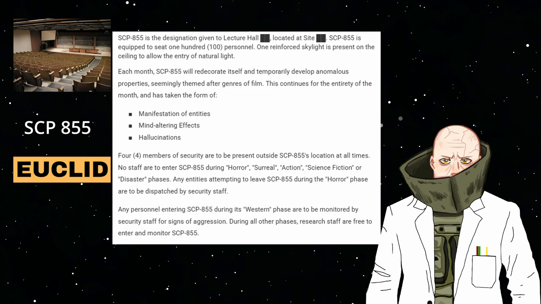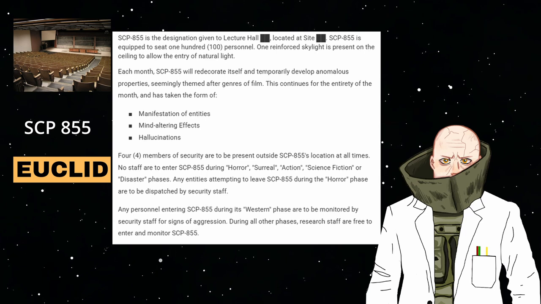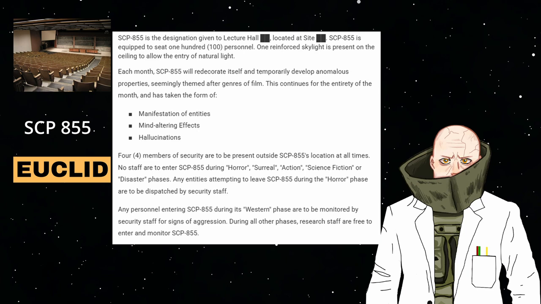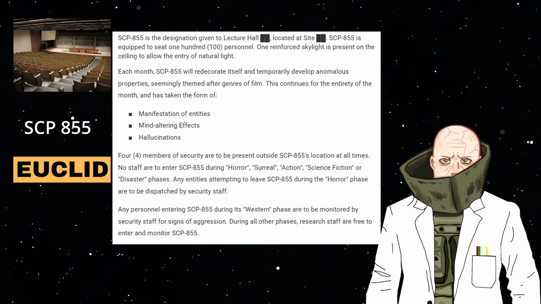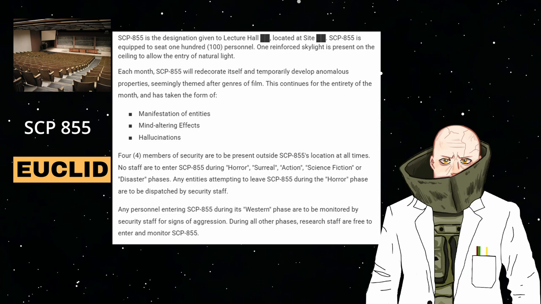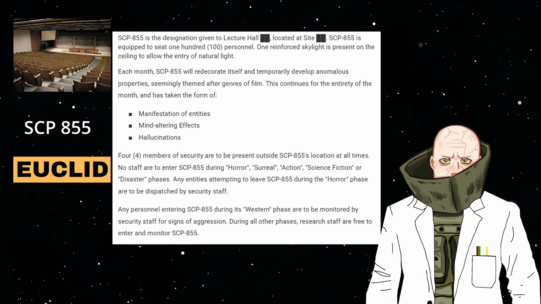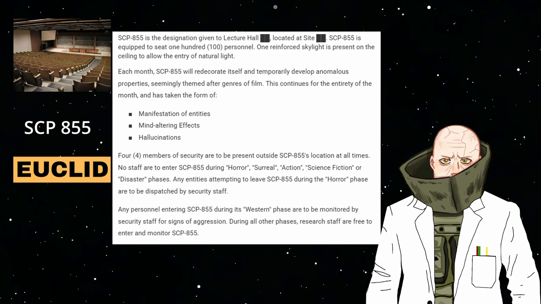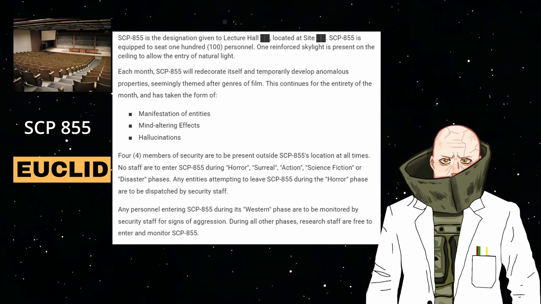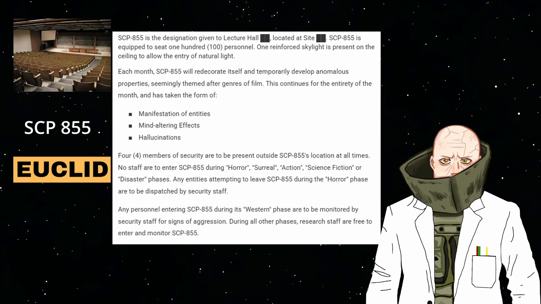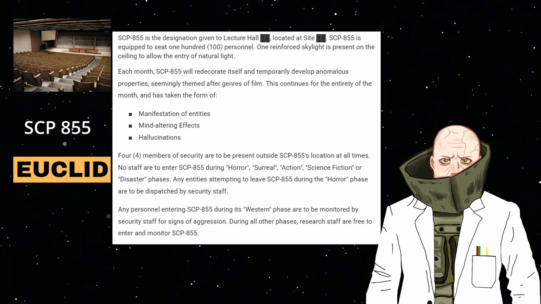SCP-855 is the designation given to the lecture hall located at Site Redacted. 855 is equipped to seat 100 personnel. One reinforced skylight is present on the ceiling to allow the entry of natural light. Each month, 855 will redecorate itself and temporarily develop anomalous properties, seemingly themed after genres of films. This continues for the entirety of the month and has taken the form of manifestation of entities, mind-altering effects, and hallucinations.